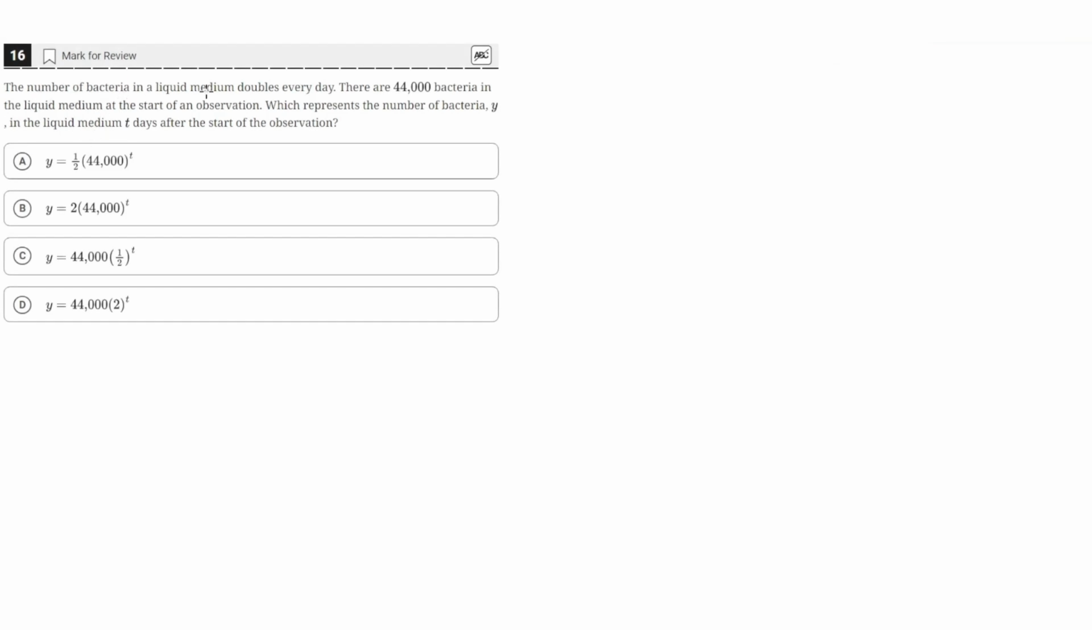The number of bacteria in a liquid medium doubles every day. There are 44,000 bacteria in the liquid medium at the start of the observation, which represents the number of bacteria Y in the liquid medium T days after the start of the observation. Since the number of bacteria doubles every day, we are dealing with an exponential function, which will look something like this, where Y is the number of bacteria, A is some constant, B is some constant, and T is the number of days after the start of the observation, and the independent variable here.